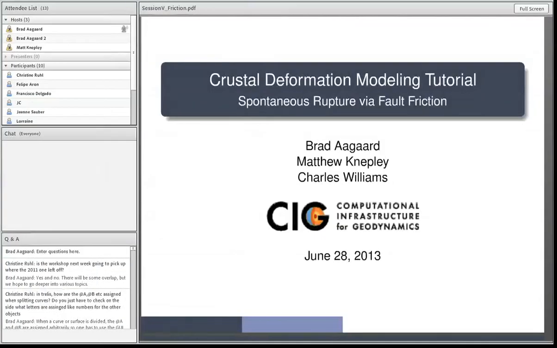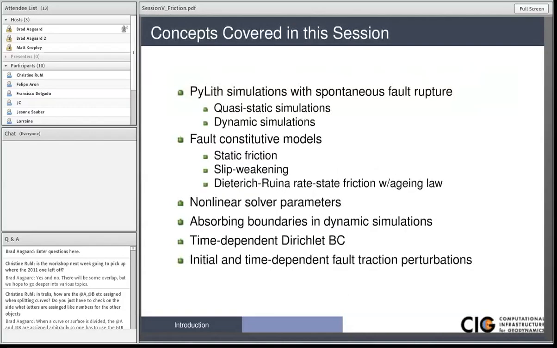So in this session, we're going to be talking about spontaneous rupture with fault friction for both quasi-static and dynamic problems. The concepts we'll cover in this session include setting up those simulations as well as a description of the fault constitutive models and the parameters within those models.